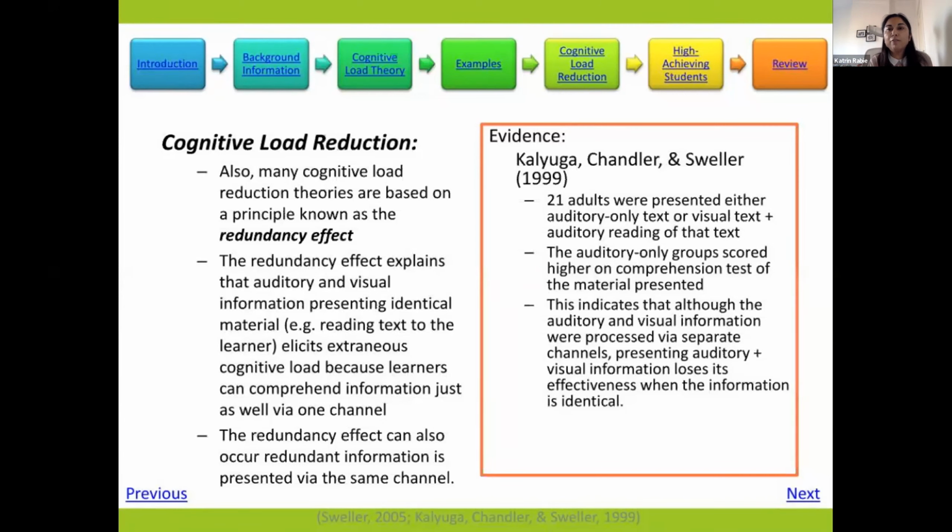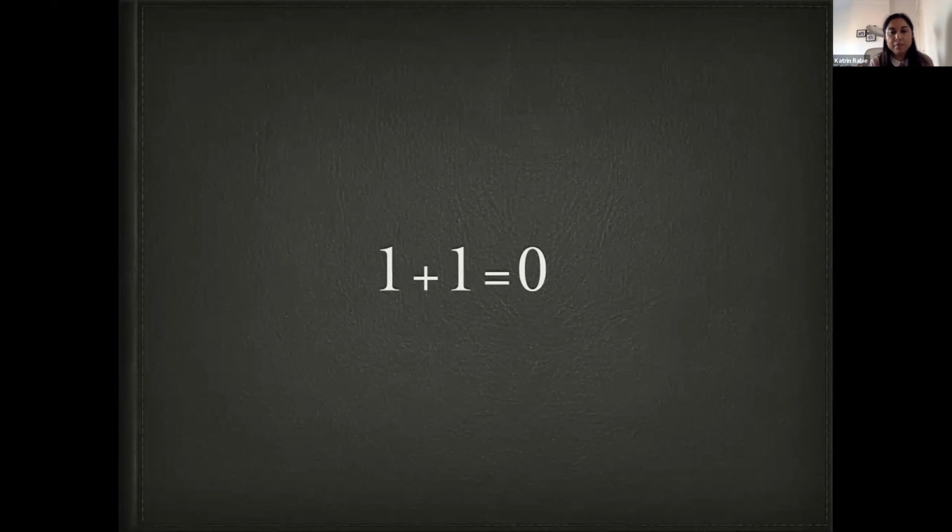This is what the redundancy effect is. If you have a slide with a lot of text and you're talking at the same time, what your brain is doing is 1 + 1 = 0, okay? You're not listening to what I'm saying, and you're not reading the text. So everything blurts out into nothing.